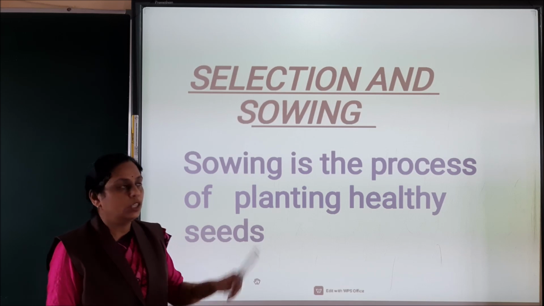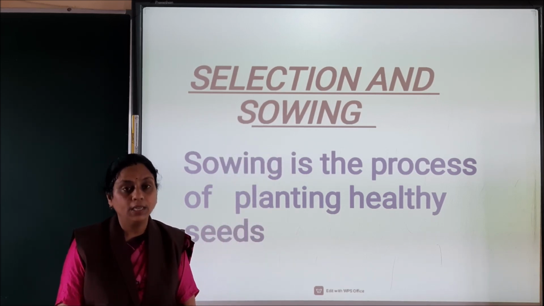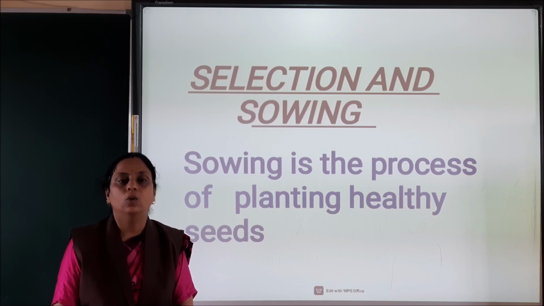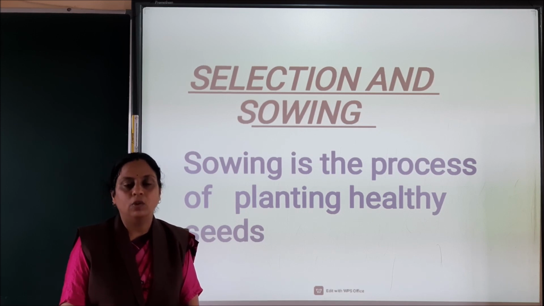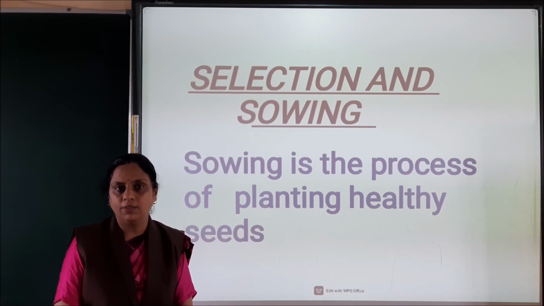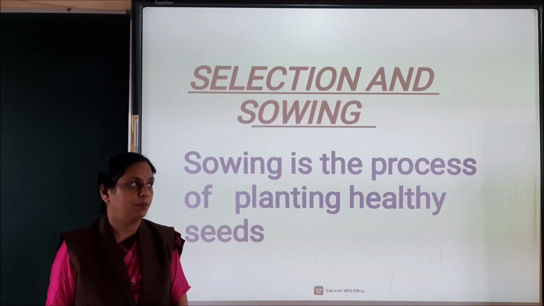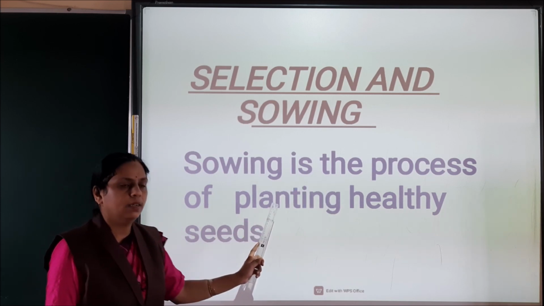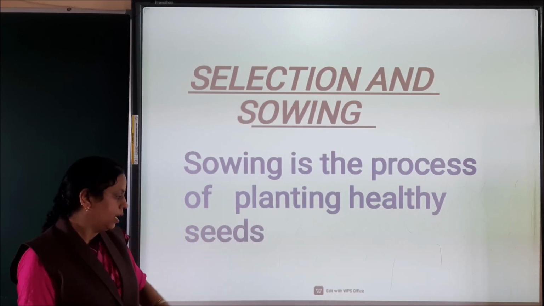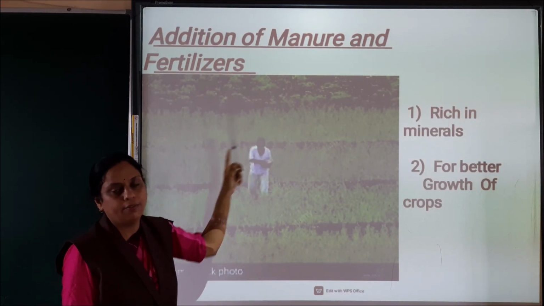Now second stage is selection and sowing. For the farmer, it is very necessary to choose good quality seed and sow in the field. Because they will choose good quality seed, they will get good and healthy crops. So sowing is the process of planting the healthy seeds. Now next step is addition of manure and fertilizer.